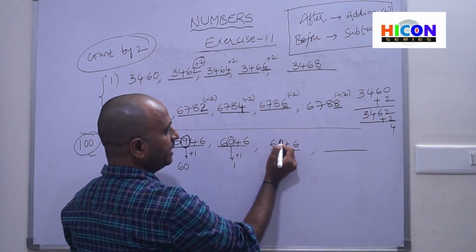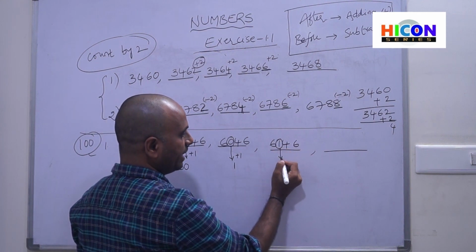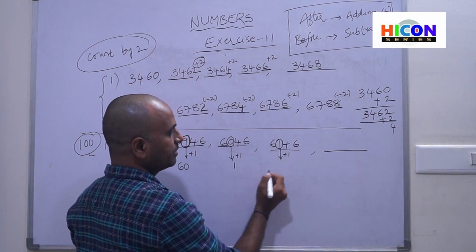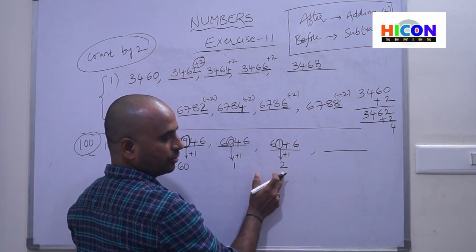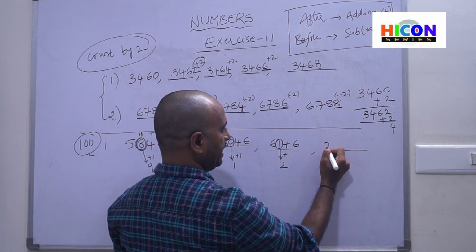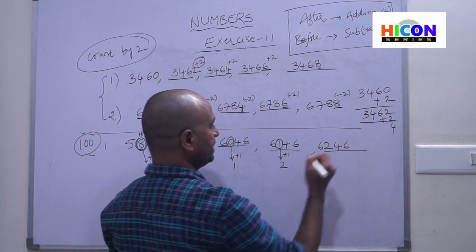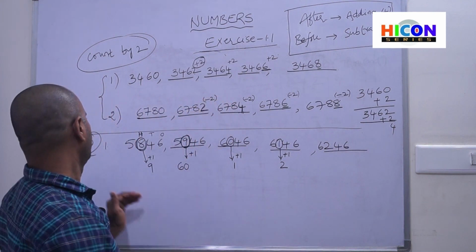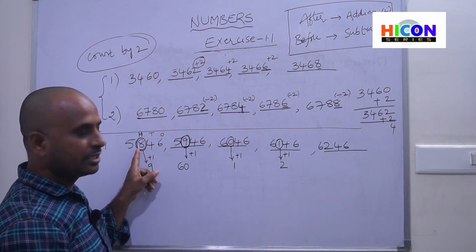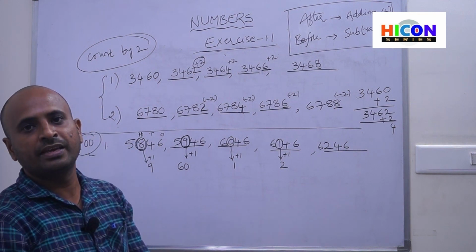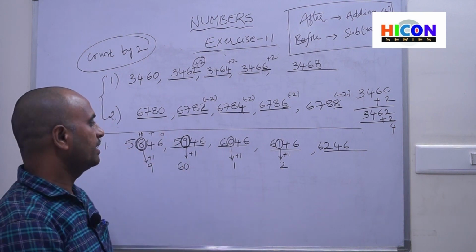Now again the digit in the hundreds place is 1, and add 1 to that digit, then it becomes 2. So 1 plus 1 is 2, and the number obtained is 6246. In this way we have to add 1 to the digit present in the hundreds place, then we will get the next after numbers.